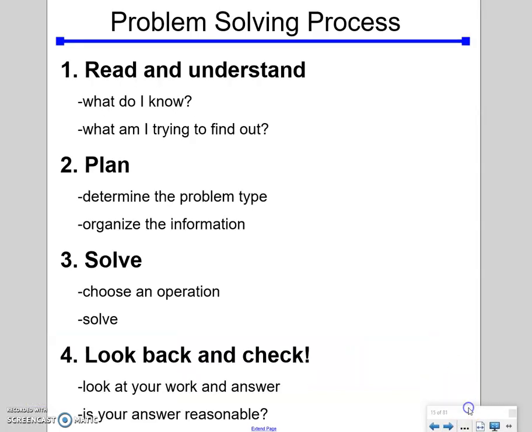We're going to use our problem-solving process to help us solve area story problems, just like when we solved addition and subtraction story problems earlier in the year. Our problem-solving process is first we read and understand the problem, figuring out what we know and what we're trying to find out. Then we plan to solve it. We determine the problem type and we organize our information, in this case using pictures and a graph. Next, we'll solve the problem. We'll choose an operation. Will we add or subtract? Will we multiply? How will we find the answer? And of course, we'll actually solve it. And then we'll look back and check to make sure that our answer is correct.